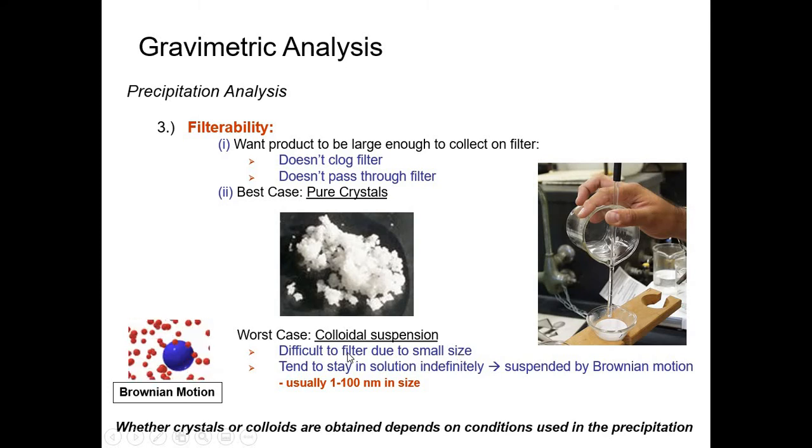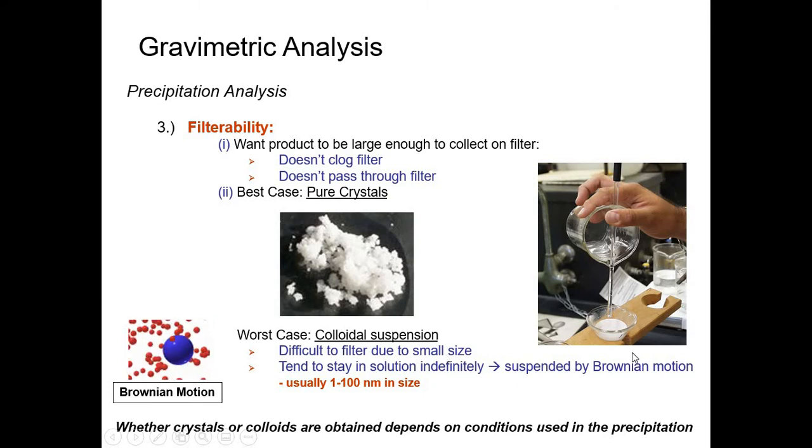The tendency, if you form a colloidal suspension instead of pure crystals, if you don't see crystals but form a suspension instead, is that they tend to stay in solution indefinitely. They can only be suspended by Brownian motion. The size of these is usually 1 to 100 nanometers, right? So they're already very small to be filtered by the filter paper, and it will be difficult to separate the colloidal suspension. Whether crystals or colloids are obtained depends on the conditions used in the precipitation.